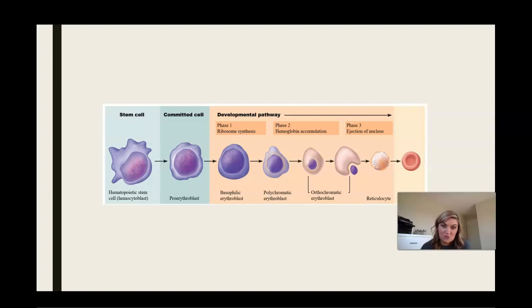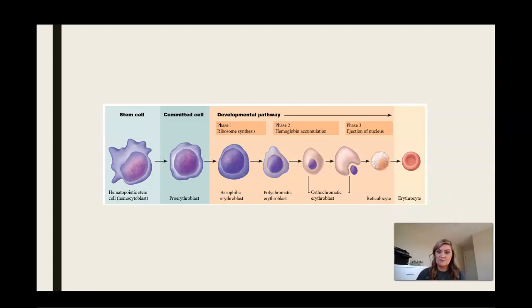It then goes into phase 2. That's where the hemoglobin starts to really accumulate there. And with that, it becomes a polychromatic erythroblast. Then it turns over to an orthochromic erythroblast. And notice how that nucleus is starting to shrink down at this point. Then it's going to eject that nucleus and become a reticulocyte in phase 3. So the reticulocyte is going to be the last phase of maturity before it becomes a full erythrocyte or red blood cell here. And so once it becomes that erythrocyte, it's going to be mature and it's ready to do its job.